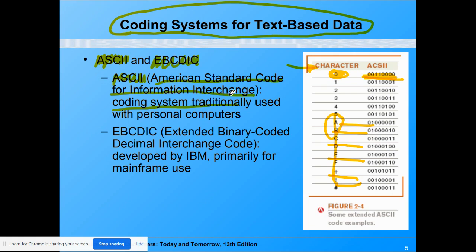However, it was replaced by Unicode, which we will discuss later on. We also have EBCDIC, the Extended Binary Coded Decimal Interchange Code. It is used by IBM primarily for mainframe use.